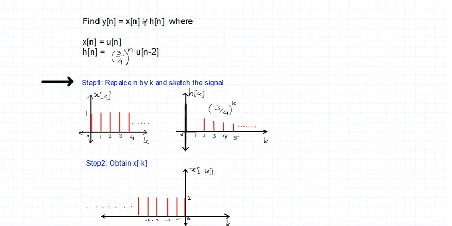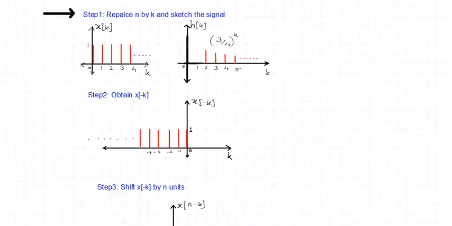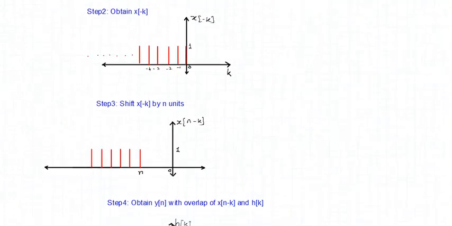Following the convolution procedure, we are going to take the time reversal of one of the signals. Here, we are going to do time reversal of x[k]. So we are going to keep h[k] fixed, whereas we are going to shift and overlap x[k] on h[k]. The next step is to obtain the time reversal: x[-k]. So we did time reversal of x[k], giving a signal extending from minus infinity to 0.